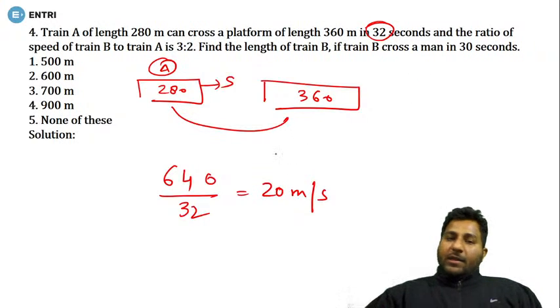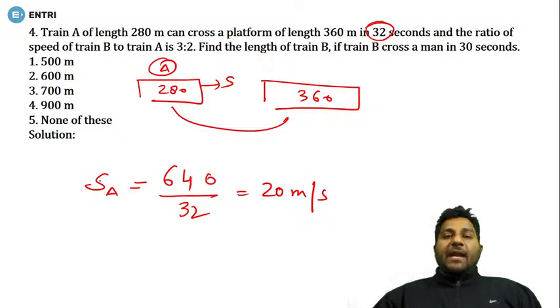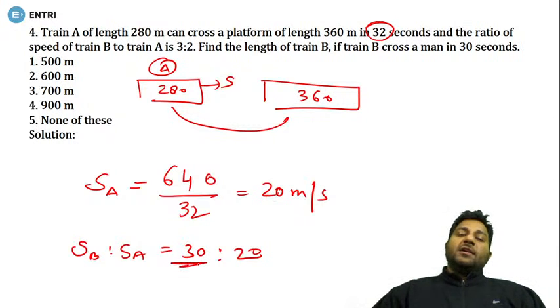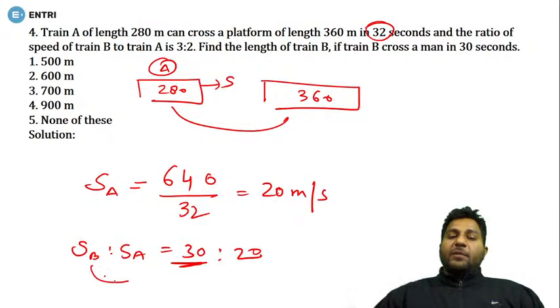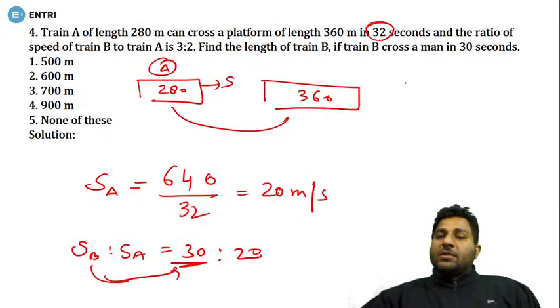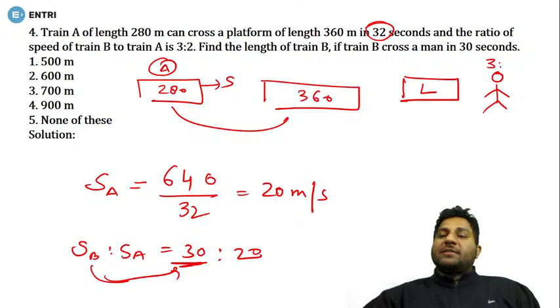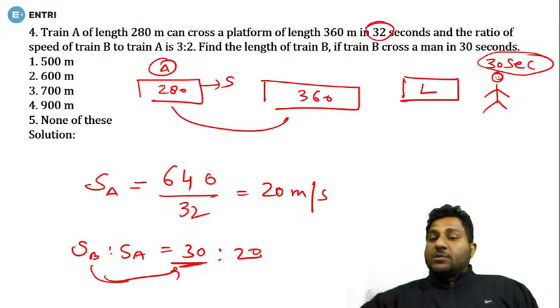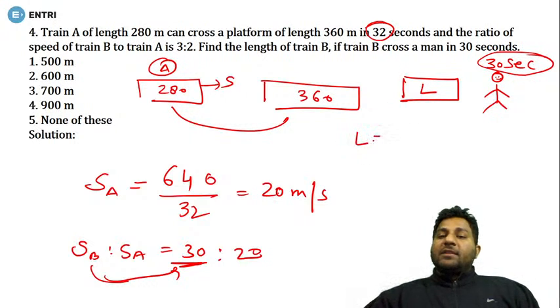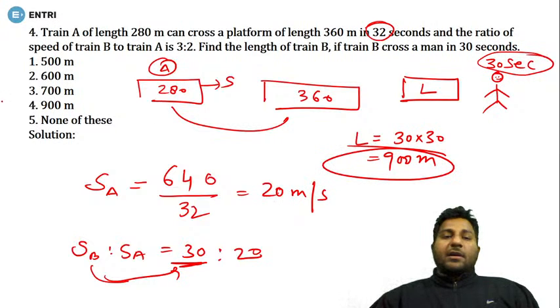Now we have got the speed of A as 20 meter per second, and the speed of train B to train A has been given as 3:2, which means 2 ratio stands for 20, so 1 ratio stands for 10, which means 3 ratio stands for 30, which means speed B is 30 meter per second. Now the train B of length L is crossing a man in 30 seconds. So if you are crossing a man, the man will see the total length of train. So length is equal to speed into time, which means 900 meter is the correct answer.